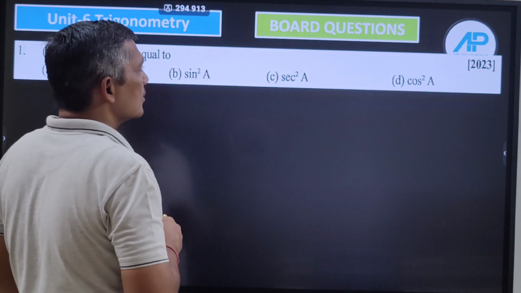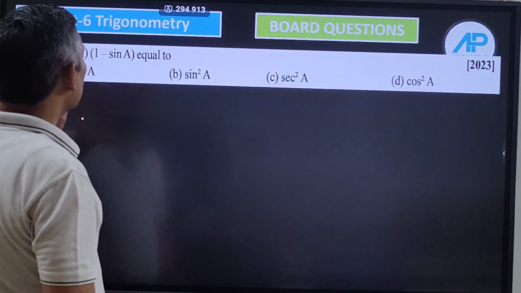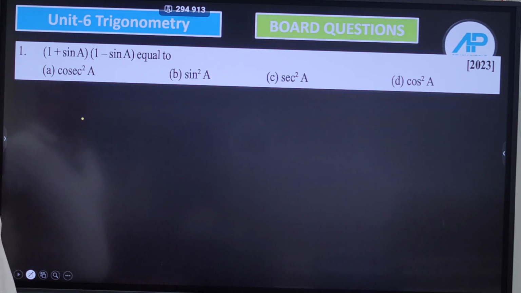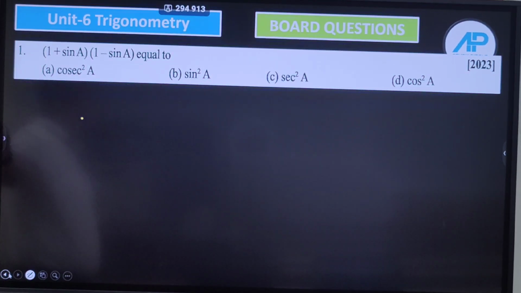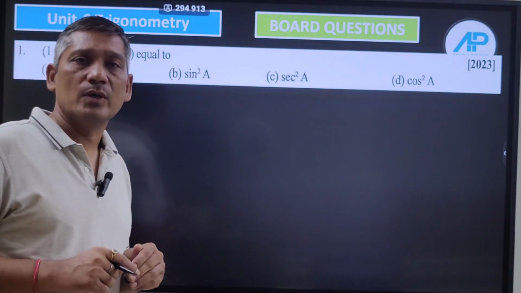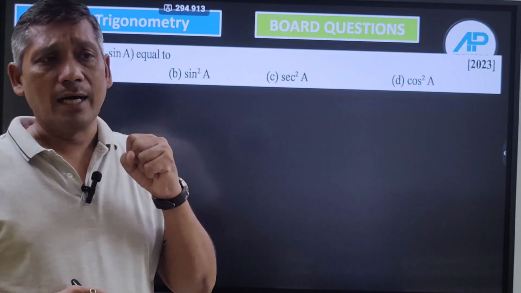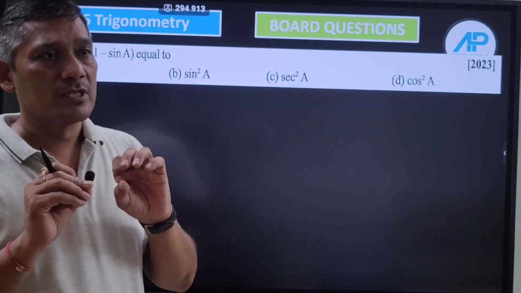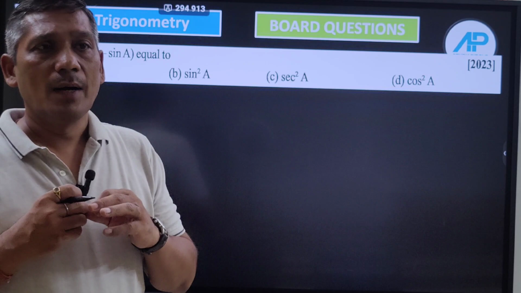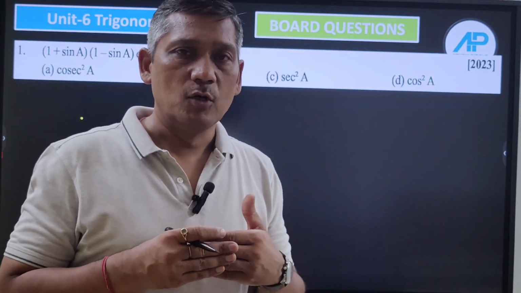The first question is from year 2023. It is a multiple choice question. As you can see, we got 4 options given to us. We have to take one option. Now, the board does not ask you for the solution in these questions. It only asks you for the chosen answer. You only have to tick your option. You do not have to show the solution in your copy. I hope you understand this point.